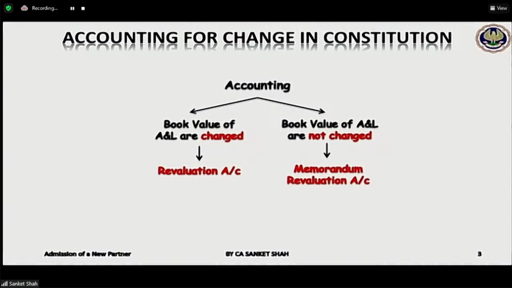It is given in the question, revaluation or memorandum revaluation. Question में it is given बेटा. आदित्य जी, it is given in the question, so don't worry. If the sentence is assets and liabilities values are not to be changed, तो open memorandum revaluation account. बेटा समझ में तो आना ही चाहिए.